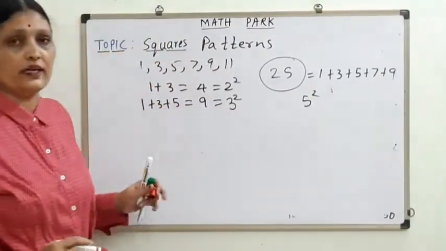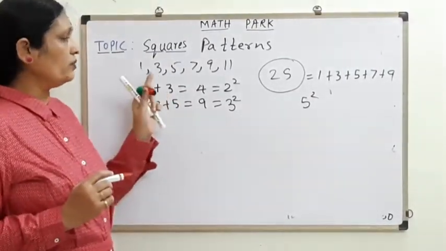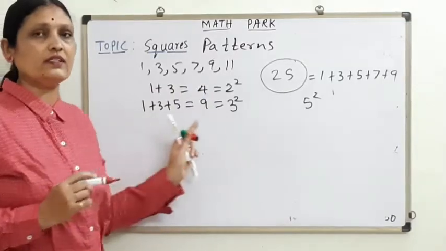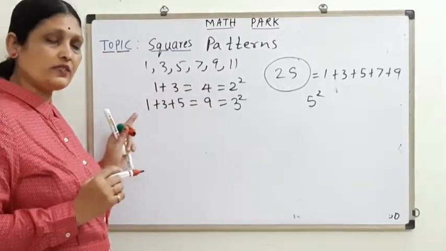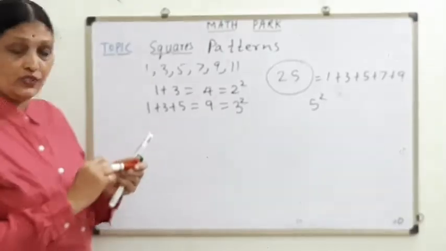And that is the square of 5. So what we have learned is that when we add consecutive odd numbers, the first 2 consecutive odd numbers will be the square of 2. The first 3 consecutive odd numbers will be the square of 3. The first 7 consecutive odd numbers will be the square of 7. So this one pattern, understood?